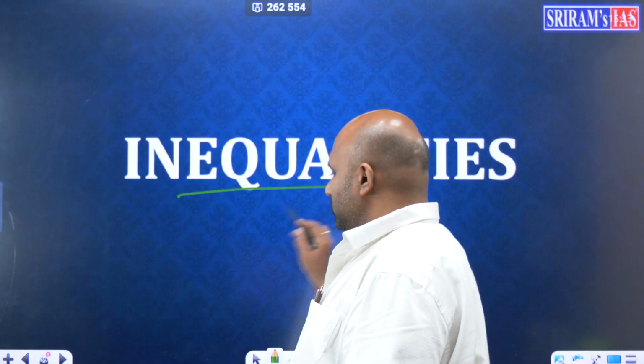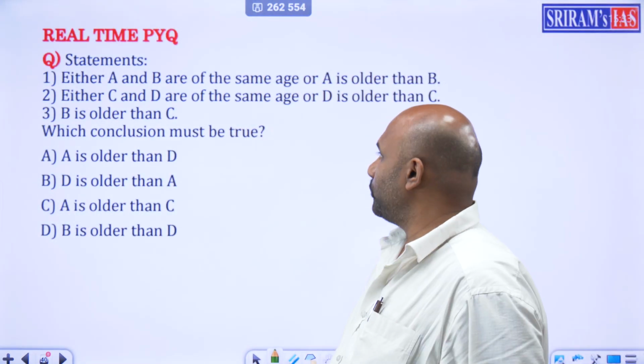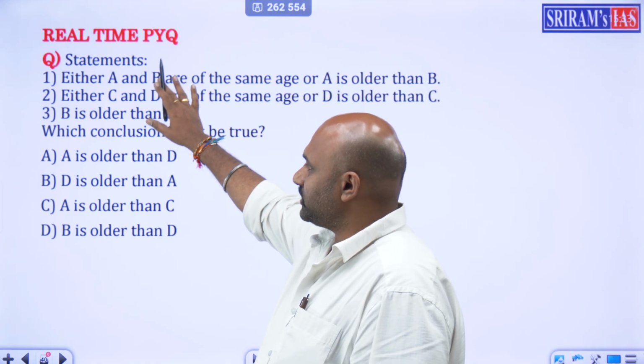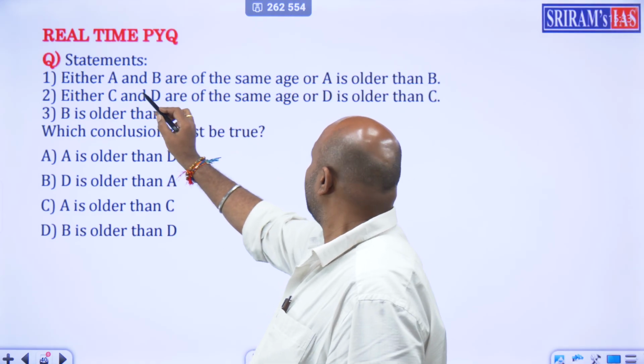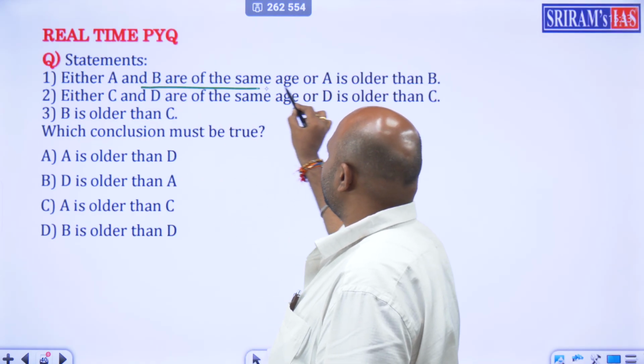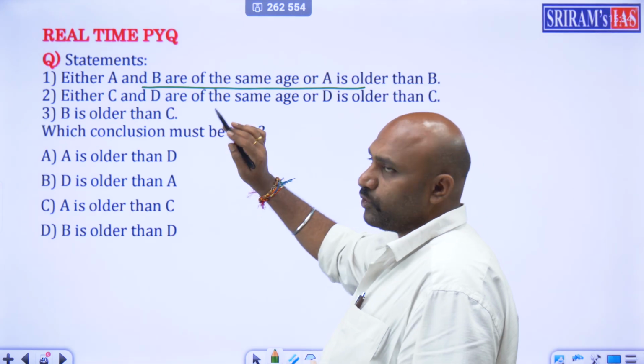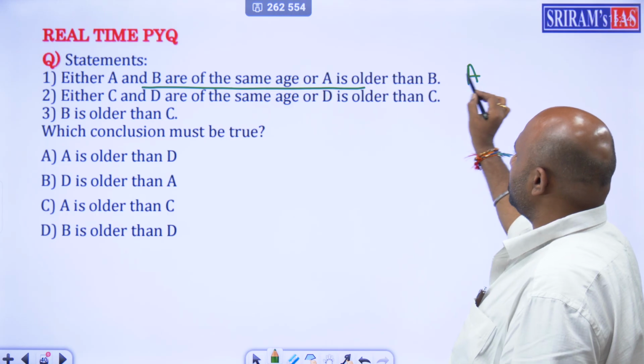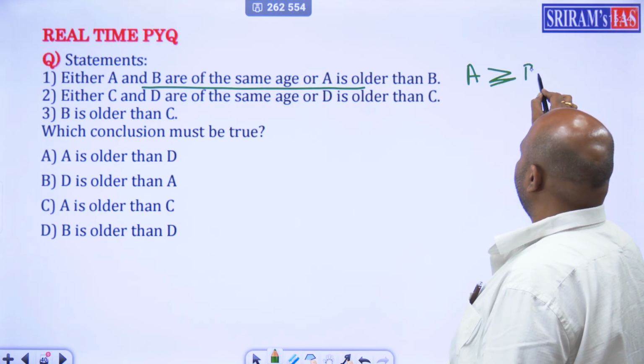Today's topic is inequalities. Inequalities are a very important topic, with definite questions from UPSC. Look at the statements: what conclusions must be made? Either A and B are of the same age or A is older than B. How do you write this? A is greater than or equal to B.